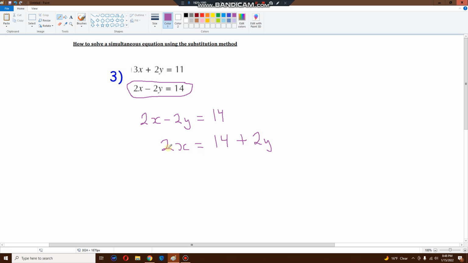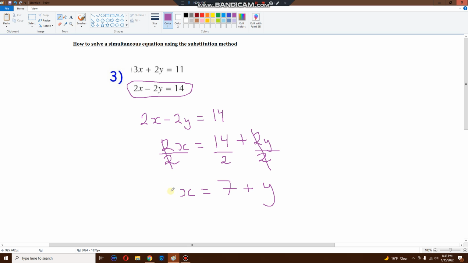And since x is over here, my variable, let's get rid of the 2. Divide by 2. Then I have to divide this by 2, then I have to divide this by 2 as well. Okay, it cancels out. x is free. 14 divided by 2 is 7. Plus 2 divided by 2 cancels, and it just becomes y. Okay, there we go. I solved for x. x is 7 plus y.